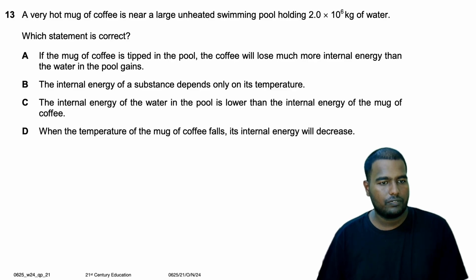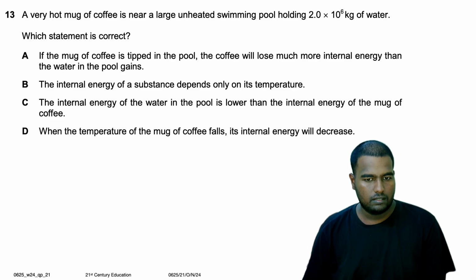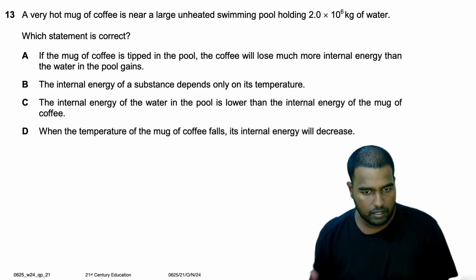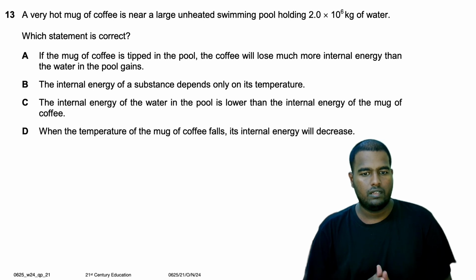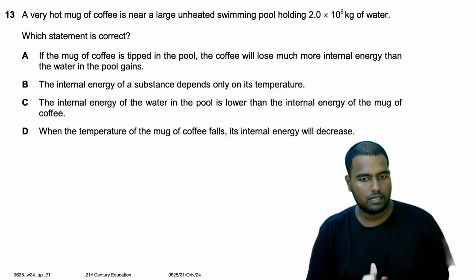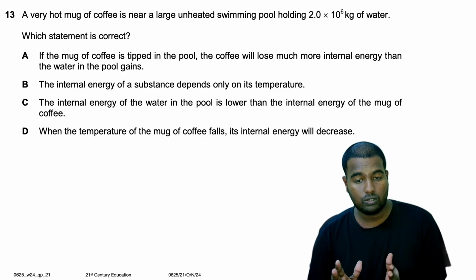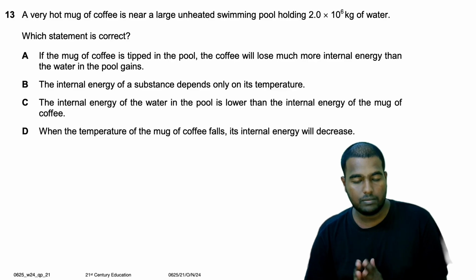A very hot mug of coffee is near a large unheated swimming pool holding 2 times 10 to the power 6 kg of water. Which statement is correct? We have statements talking about the internal energy of the cup or the internal energy of the water. A hot mug of coffee is a small mass of coffee, but at a higher temperature, so it will have some internal energy. And the bigger swimming pool has a large amount of water, but at low temperature. It also will have some internal energy.